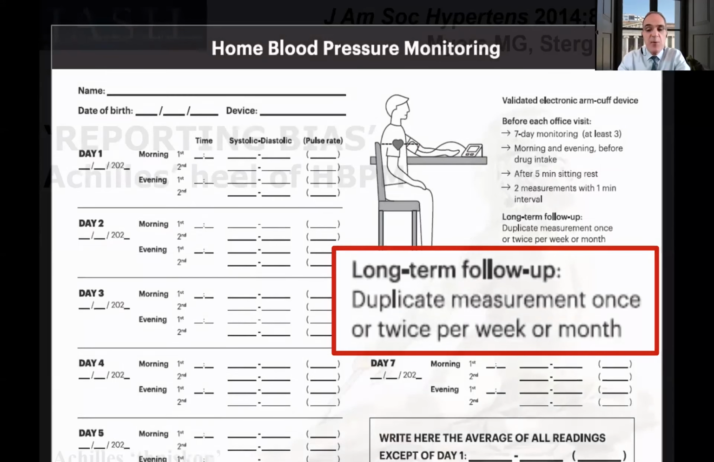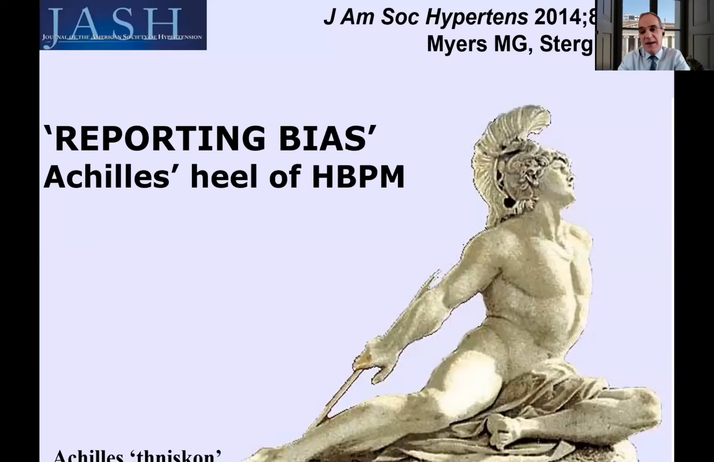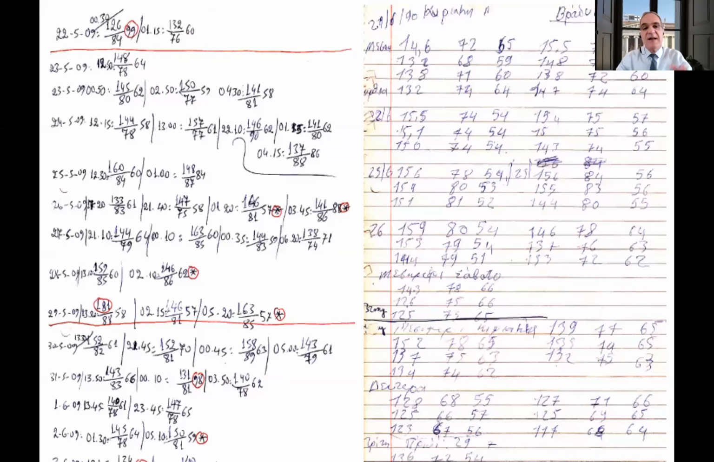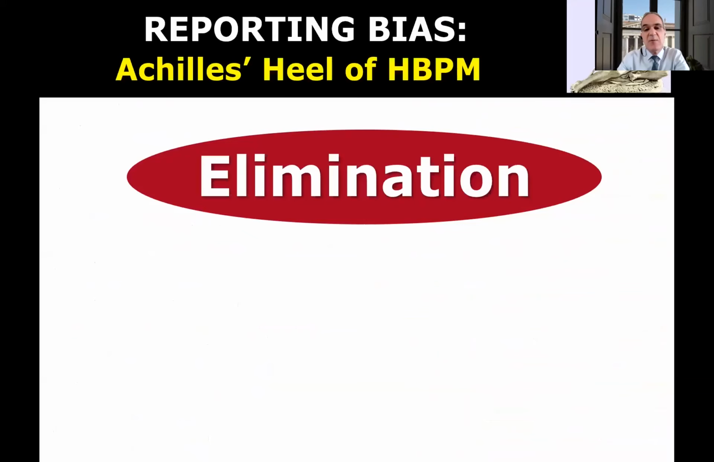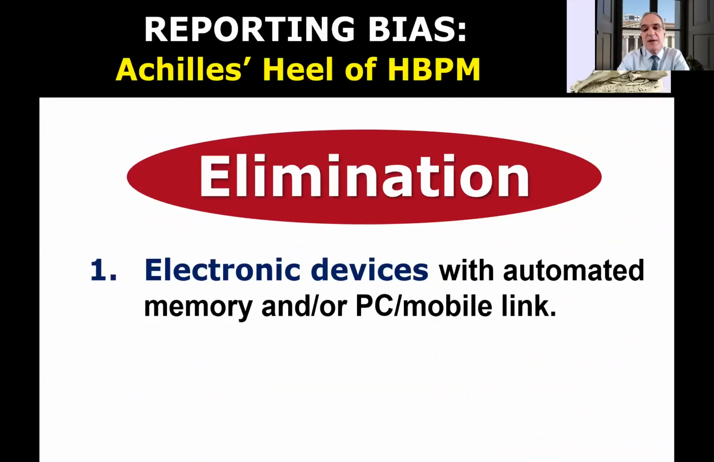But home blood pressure monitoring has a weak point, and this is the reporting bias. Patients select which readings they are going to show to the physicians. They tend to discard high readings, not because they cheat, but because they believe that maybe these readings are not representative of their true blood pressure. Ladies and gentlemen, we cannot rely on such handwritten reports for making decisions for diagnosis and treatment in our patients. But this bias can be eliminated with electronic devices using automated memory and or PC link or mobile phone link.